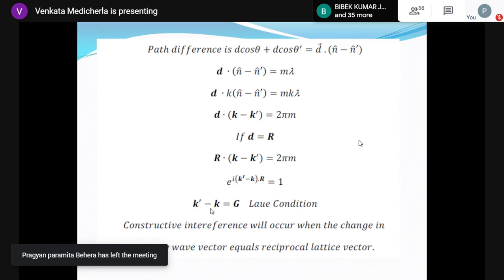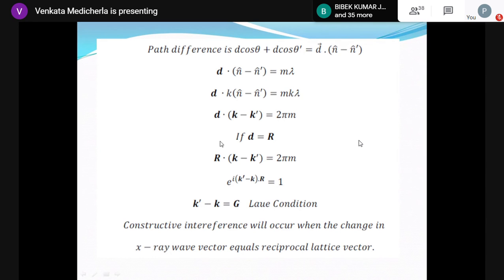If you multiply the whole equation with k, the magnitude of the wave vector, we get d dot k into n cap minus n cap prime equals m k lambda. What is k in terms of lambda? 2 pi by lambda, right? Then we can cancel out this lambda on the right side. d dot n cap into k is the k vector, n cap prime into k is the k prime vector. So k minus k prime. What are k and k prime? k is the incident wave vector, k prime is the outgoing wave vector.